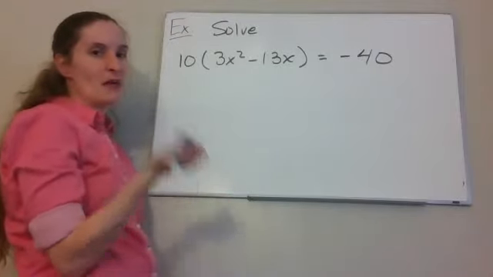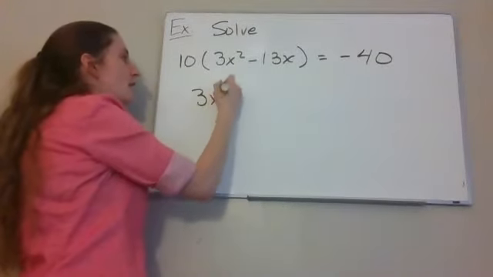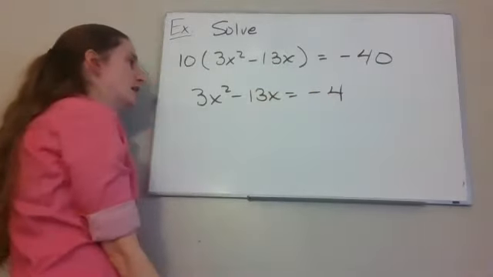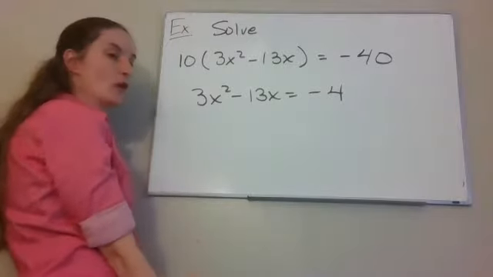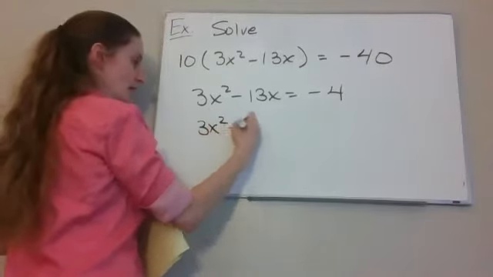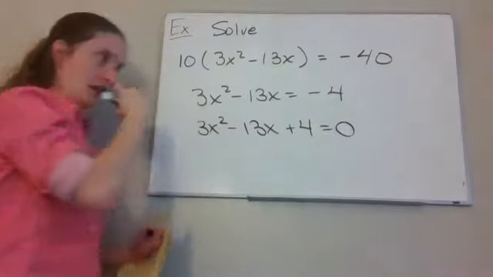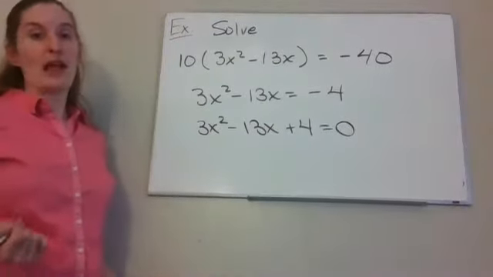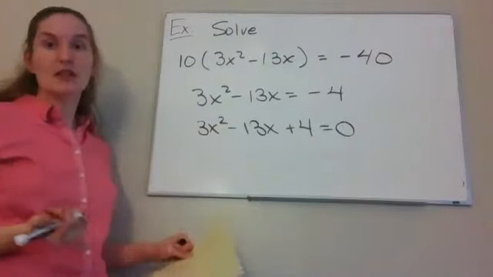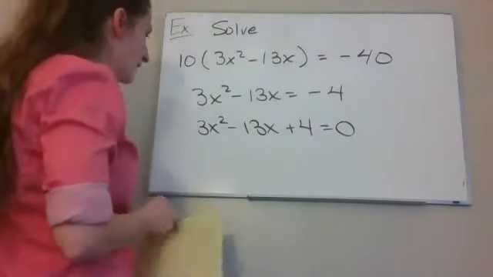So I'm going to divide both sides of this equation by 10. When I do that, I get 3x squared minus 13x equals -4. Now, in order to get this in the correct form to use the zero product property, I have to add 4 to the other side. And right now, this is not factored, so I can't use my zero product property. I have to factor this to a product, and then I can use that property. And we're going to factor this using the AC method.